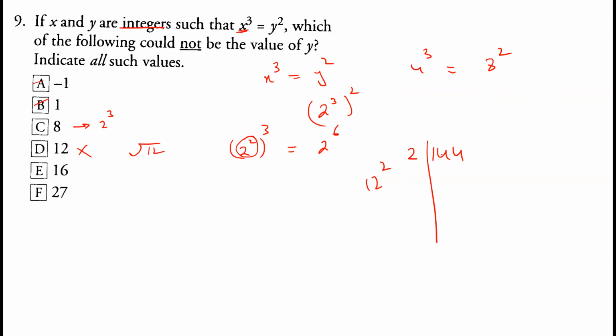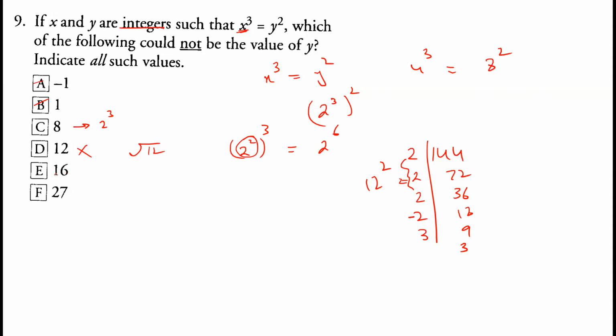So 144 divided by 2 is 72. So 72 divided by 2 is 36. 36 divided by 2 is 18. Now, one factor can be 2, but let's further break it down. So 2 nines are 18. Now, we have 3. So, we don't have 2 three times. So, this cannot be a factor.